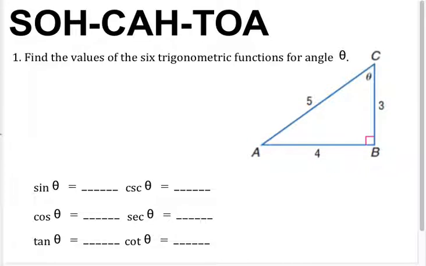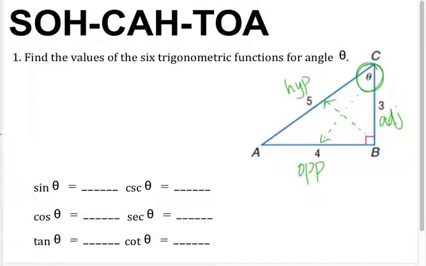So example 1 says find the values of the 6 trigonometric functions for the angle theta. Okay, so we need to find sine of theta, cosine of theta, tangent of theta, cosecant, secant, and cotangent. So if we're looking at theta, what I would just do is go ahead and label what everything is. My opposite is 4. My hypotenuse is always across from my right angle. And then lastly, my adjacent. Adjacent means next to, so it's next to the angle. It's the one that's not the hypotenuse.